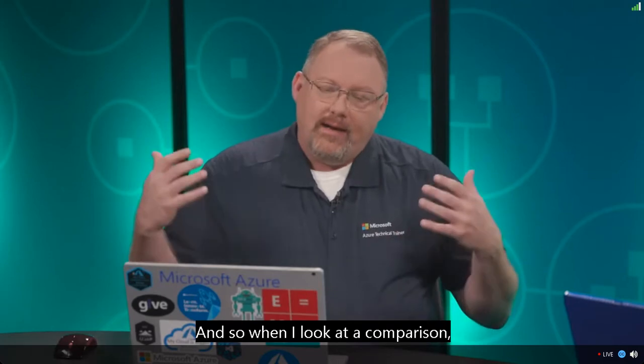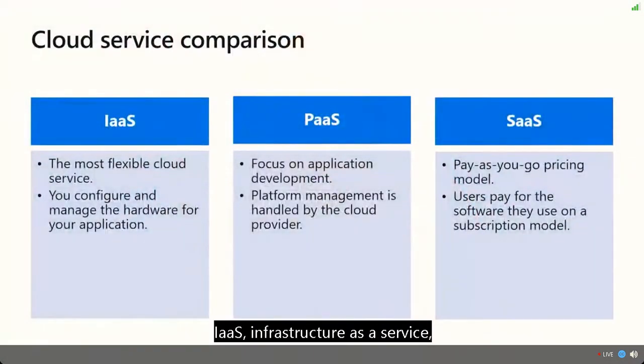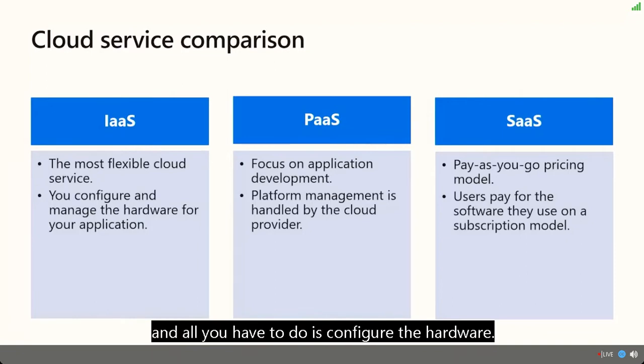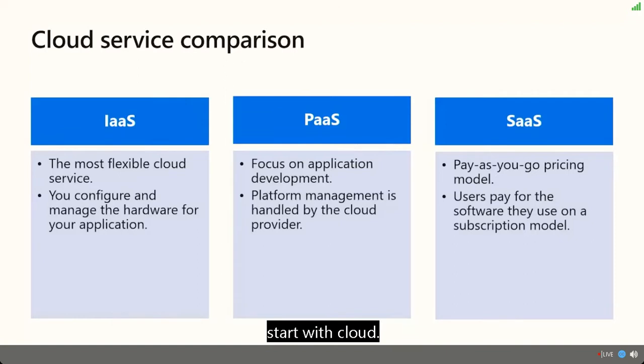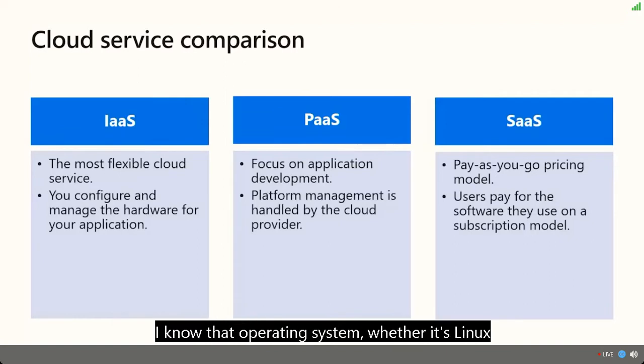And so when I look at comparison, just as a summary of all of this, IaaS, infrastructure as a service, is a flexible cloud service because really it is, hey, I want to move that machine from on-prem into my cloud environment, and all you have to do is configure the hardware. From an IT pro standpoint, this is where a lot of people start with cloud. Hey, that application's familiar. I know that operating system, whether it's Linux or Windows, and oh yeah, I did say Linux. We'll talk about that in module 2. We also have platform as a service where we just focus on developers.